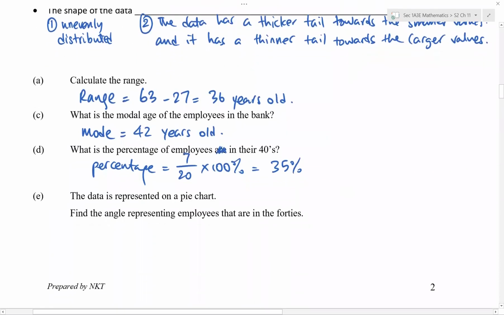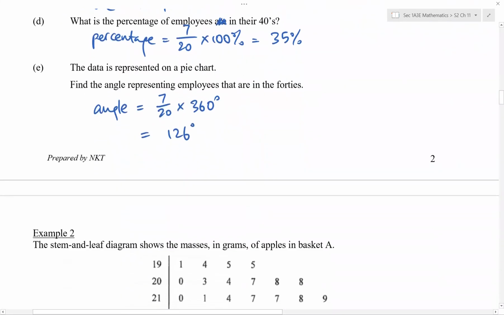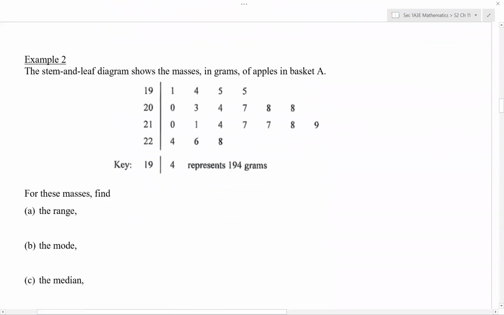Now the data is represented on a pie chart, angle representing employees that are in their 40s. So angle will be 7 out of 20 times 360 degrees to give us 126 degrees. So as you can see, the skills, the concepts, they are largely the same. It is just a matter of understanding and interpreting the stem and leaf diagram correctly.